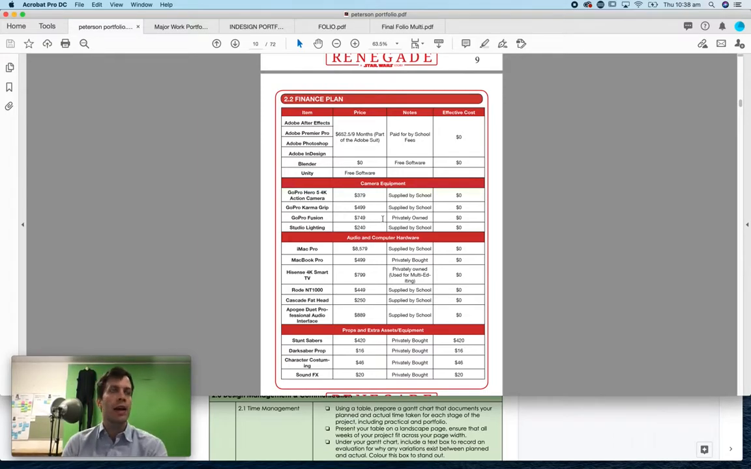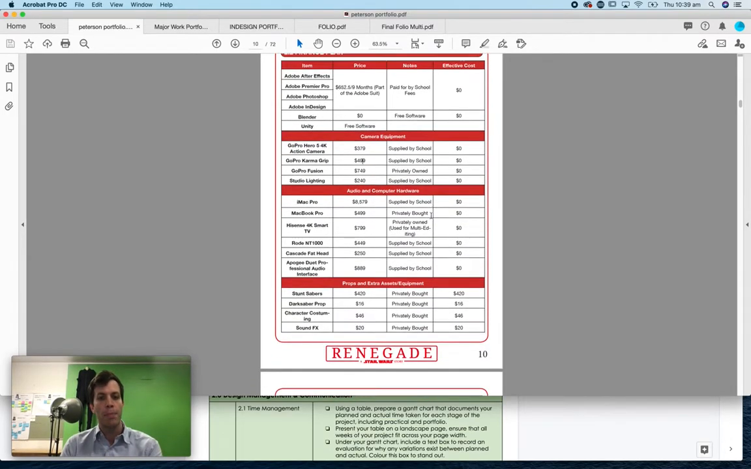So the way that you find that is just by going on the internet and working out, okay, so here's a GoPro Fusion. How much does a GoPro Fusion cost? That's $749, all right? How much is a GoPro Karma Grip? At this point, it was $499. How much is the iMac Pro? $8,579, okay? But we don't have to spend that much money on the project because all of this stuff is available by the school. So we have our effective cost here, and it's looking much cheaper right up until we get into the props that he bought for the actual program.